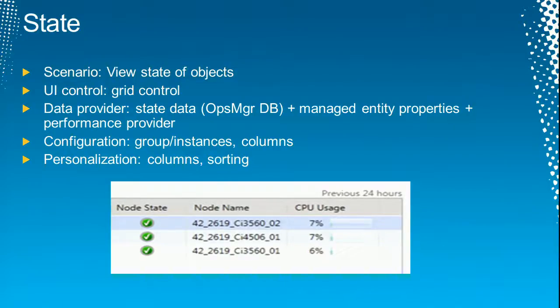You don't need to discover dynamic data anymore, because we can take the last performance counter for a particular managed entity and display that with its state. So as we can see here, we can see our node name, we can see it's healthy, and we can also see that CPU usage is 7%. But we haven't discovered that CPU usage piece of data. We've just pulled the last piece of data from the performance counter. Again, you'll be able to configure it via group instance and columns, and then personalize it in the same way.